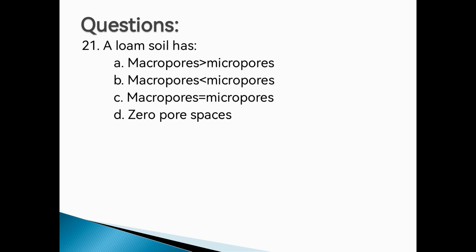Number 21. A loam soil has: A. Macropores greater than micropores. B. Macropores less than micropores. C. Macropores equal to micropores. D. Zero pore spaces. The correct answer is C. Macropores equal to micropores.